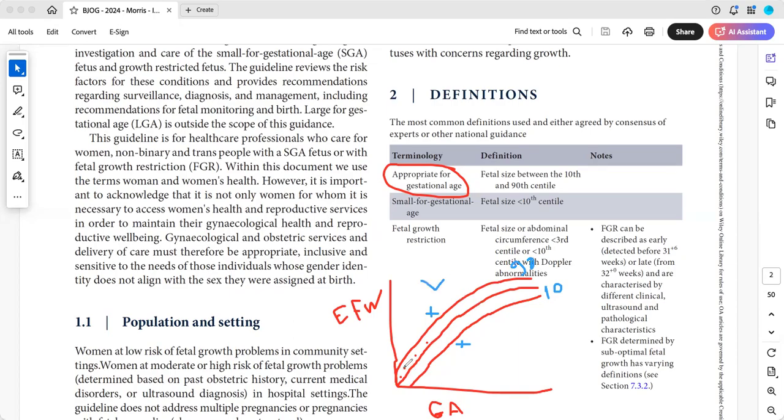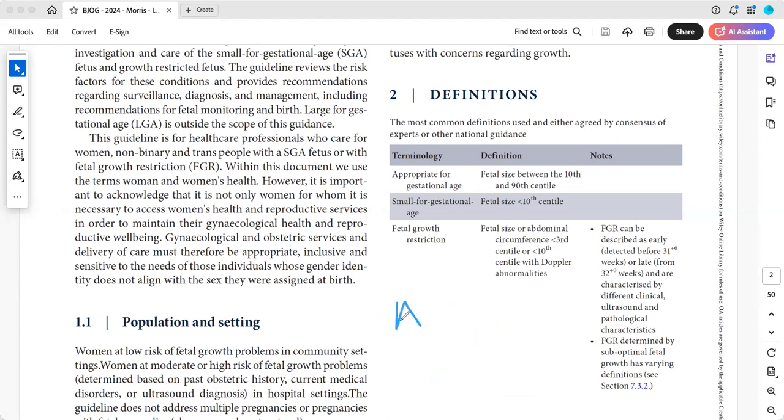Good, okay. In between, those are normal growth babies, ranging from the 10th to the 90th. So I will call this group appropriate for gestational age. Sometimes you will see the abbreviation AGA, especially as they have used this in the algorithm. So AGA means appropriate for gestational age, okay? That means a normal baby. Okay, so small for gestational age, this is a baby less than the 10th centile.